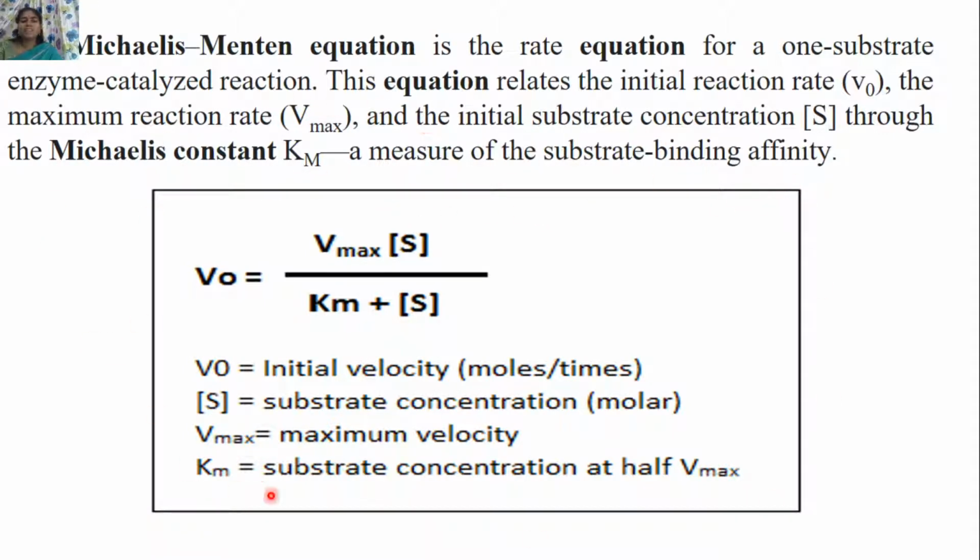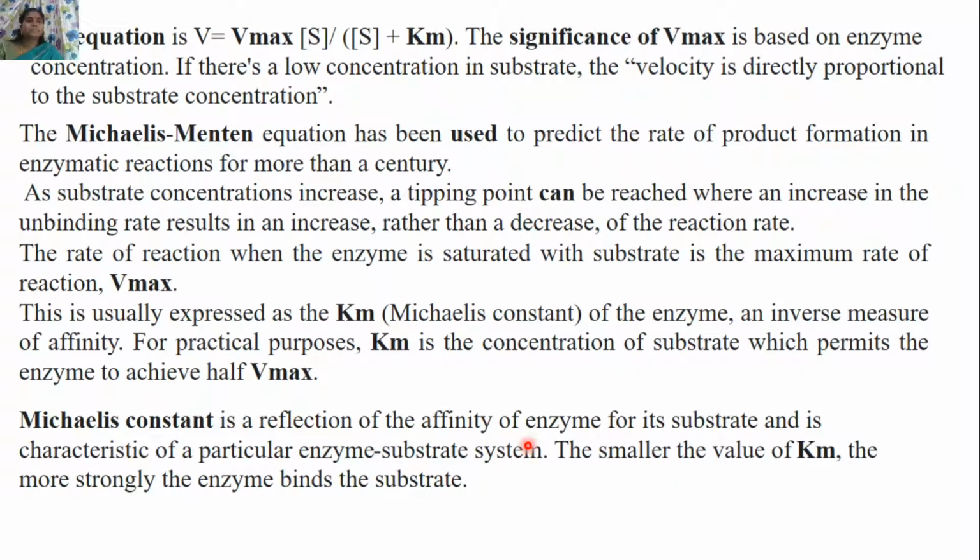Here V naught is the initial velocity, in moles per unit time, that is, concentration per time. S is the substrate concentration in molar. Vmax is the maximum velocity. Km is the substrate concentration at half of Vmax. I will tell you what Vmax is.